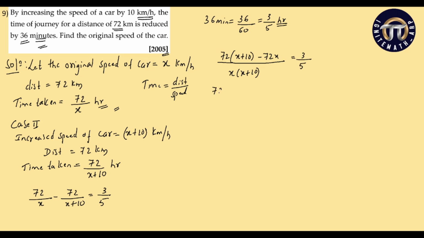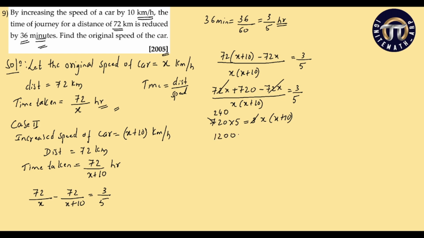When I remove the bracket, 72x plus 720 minus 72x, divided by x into x plus 10, is equal to 3 by 5. So here 72x gets cancelled. So 720 into 5 is equal to 3 into x of x plus 10 when I cross multiply. So I can cancel by 3: 3 ones are 3, 3 twos are 6, 3 fours are 12. So this is going to be 240 into 5, 1200 is equal to x square plus 10x.